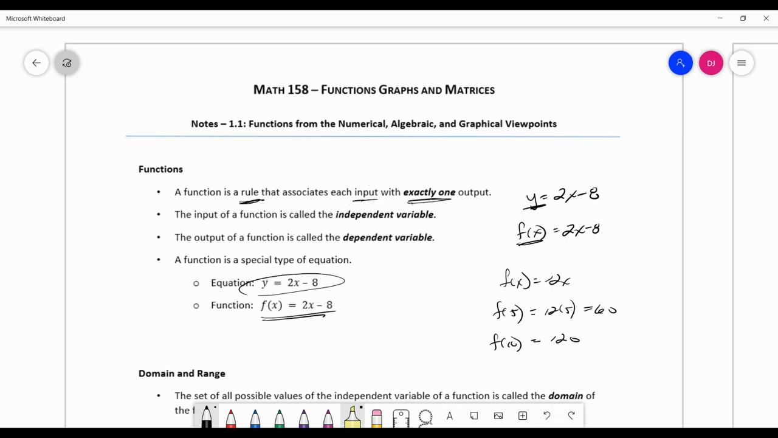Okay? So we can come up with examples of equations that are not functions, but for right now, we're going to talk about just equations that are functions. For each input, there's only one output.